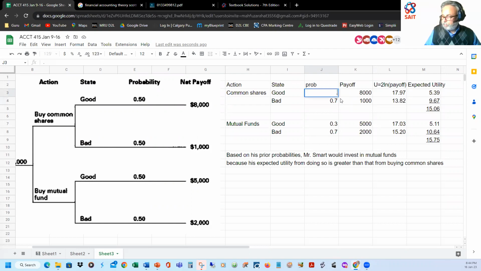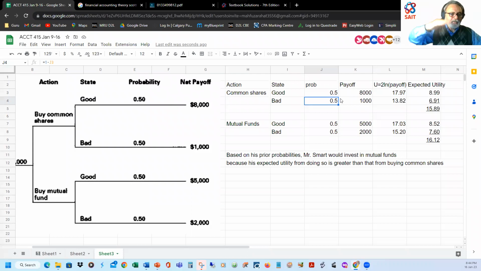So at this point in time, Mr. Smart does not know any better, and he's leaning towards investing in mutual funds. And the reasoning is, even though the mutual fund upside is not as high as investing in common shares. If he invests in common shares, he can make $8,000 in profit. Investing in mutual funds, he will only make $5,000 in profit. When you look at the downside, from investing in common shares, his return could be as low as $1,000, whereas investing in mutual funds, the lower bound of his return is $2,000.